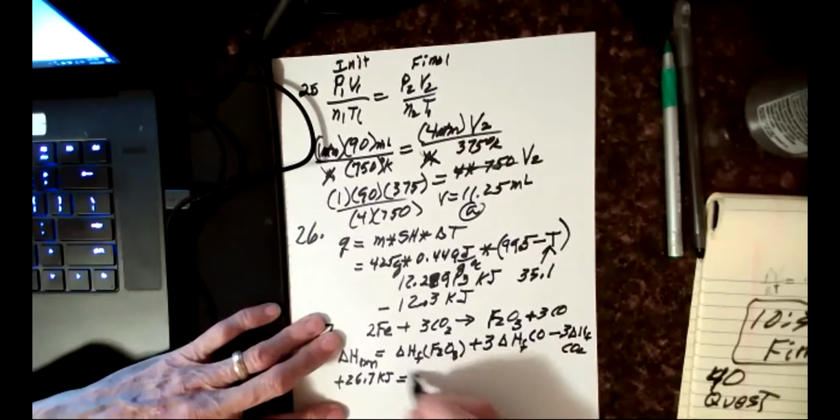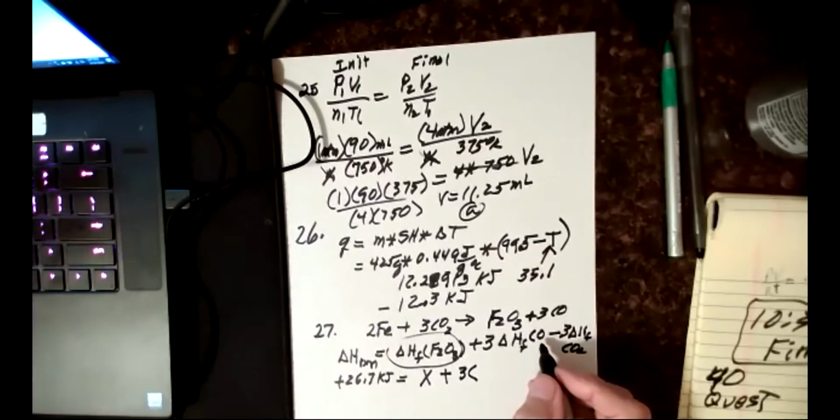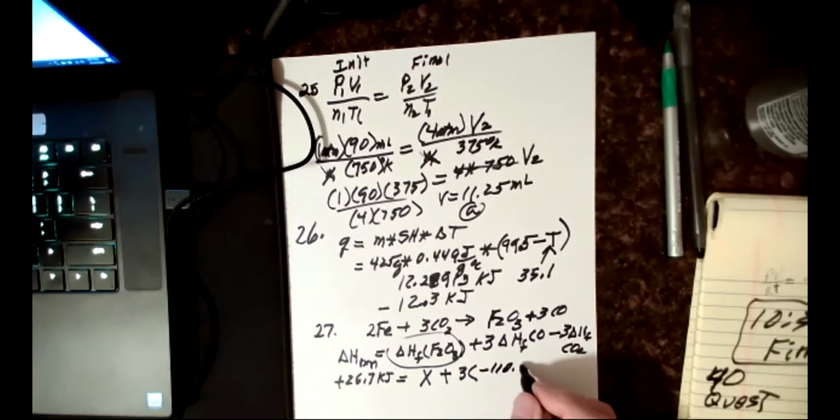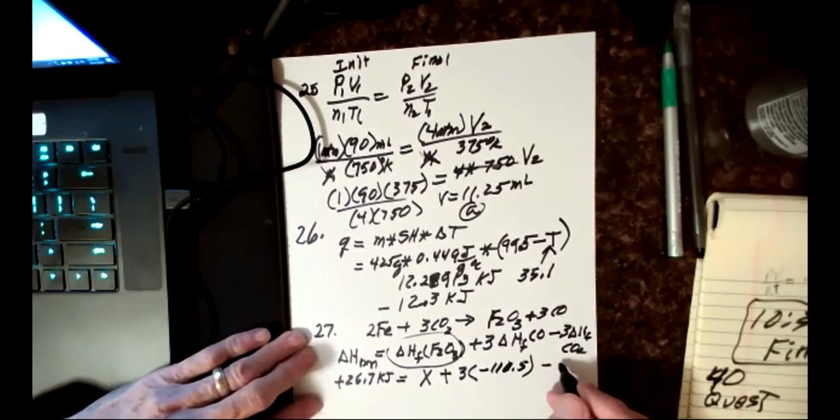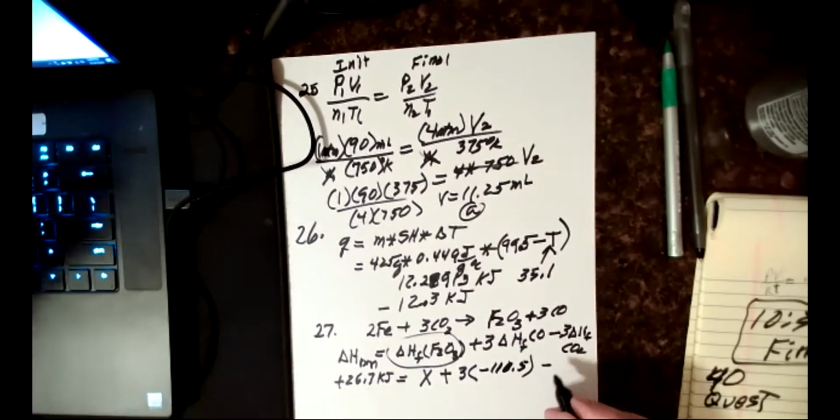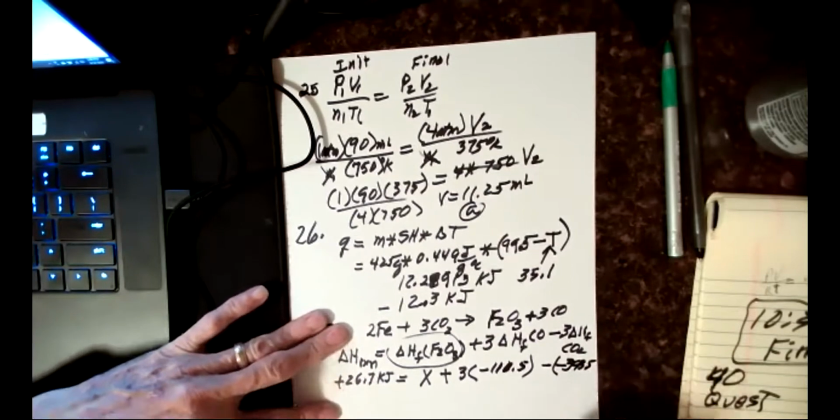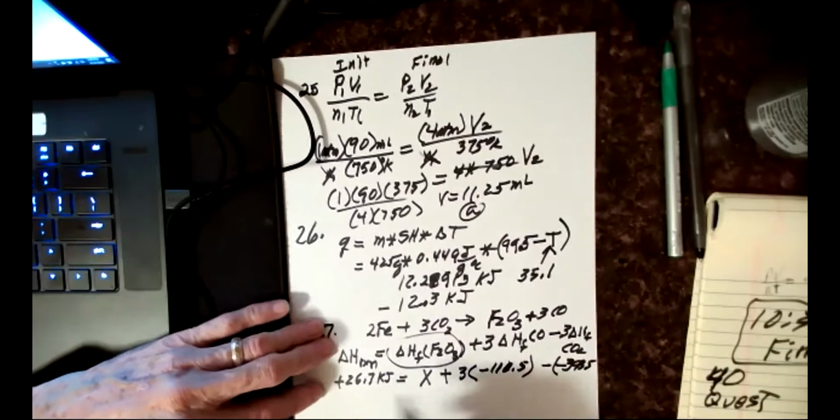Now, this is the unknown. This is what we are asked to calculate, so I'll just put an X for it, plus 3 times the delta H of formation of CO. That's given in the problem. It's 3 times minus 110.5. And then minus the CO2 value is minus 393.5. So that's minus a minus 393.5. So I guess what I'm going to do is combine all of this and then do something with it.